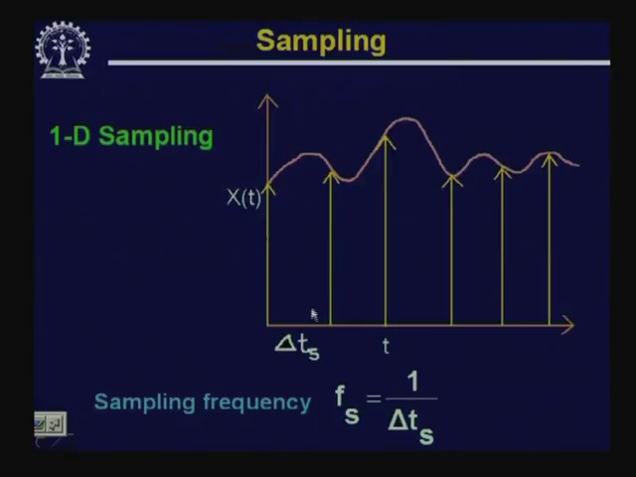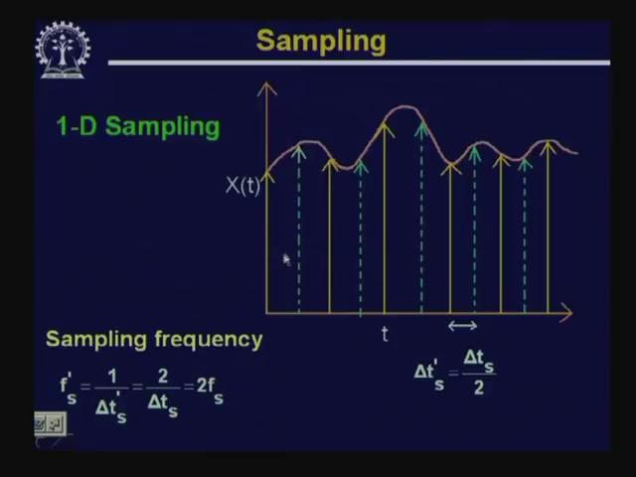Now, when you sample the signal like this, you find that much information is being missed. For example, here we have a local minimum, here we have a local maximum, here again a local minimum, a local maximum, and here again a local maximum. When we sample at an interval of delta t s, this is information which cannot be captured by these samples. So, what is the alternative?